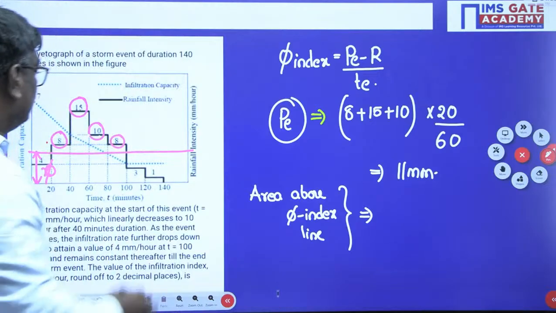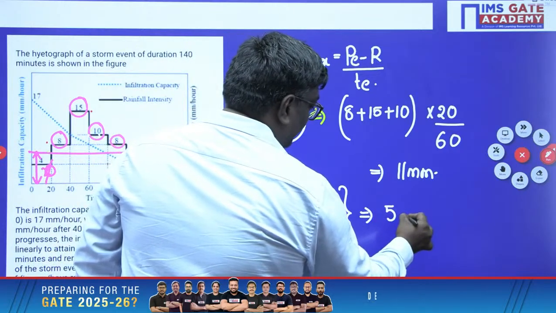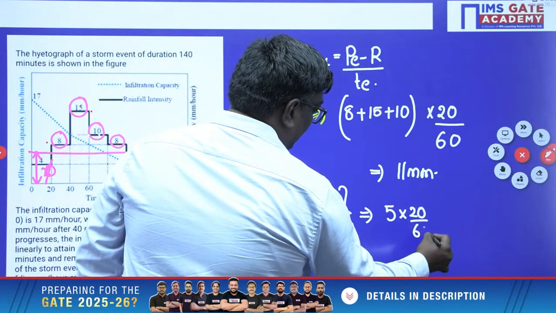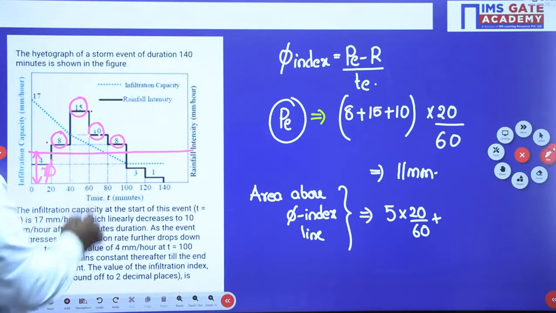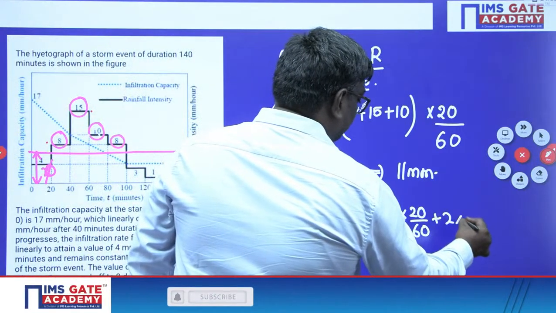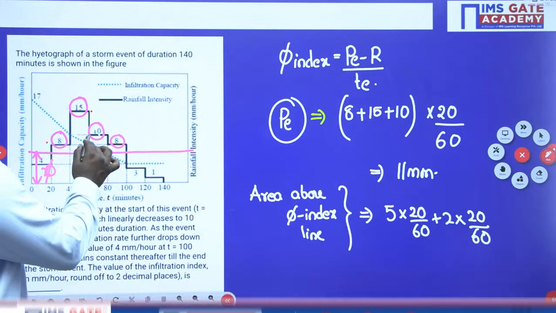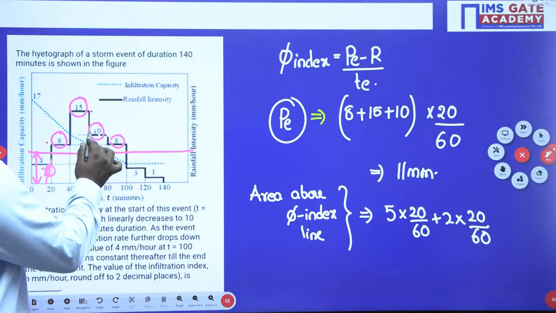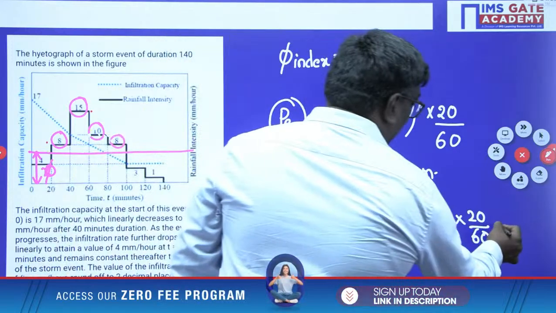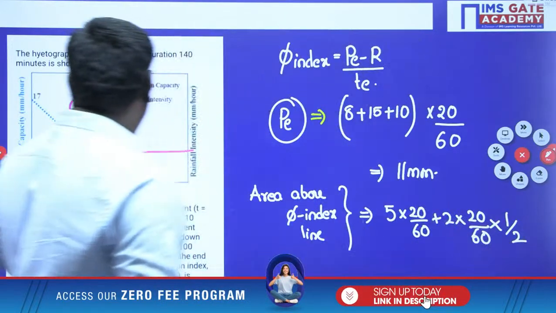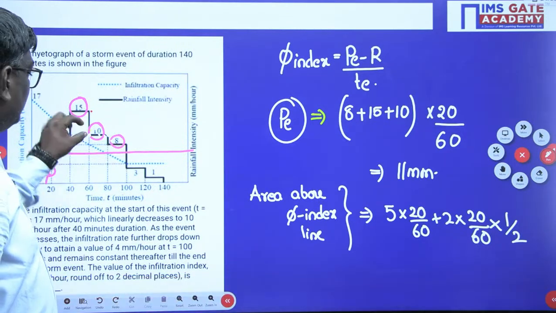Sir, are you following? What is this height? 15 to 10 is how much? 5. 5 into 20 by 60. So 5 into 20 by 60 plus, what is this height, sir? 10 to 8, I told you, it is falling. So plus 2 into 20 by 60. Are you following, students? It is 2 into 20 by 60. Next, this is another rectangle. From 10 to 8, here it is a triangle, sir. So half into base into height: 10 to 8 is 2, and this is 20 by 60.